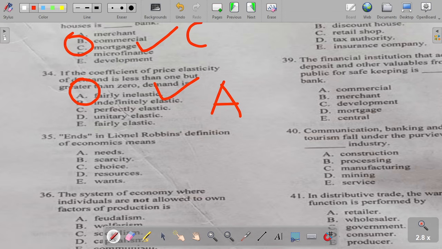In Lionel Robbins' definition of economics, this is the most acceptable definition of economics. The ends means what? The ends means wants. Ends as scarce means we have alternative use. The ends means wants.